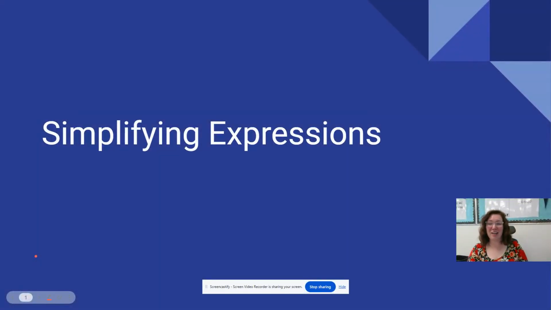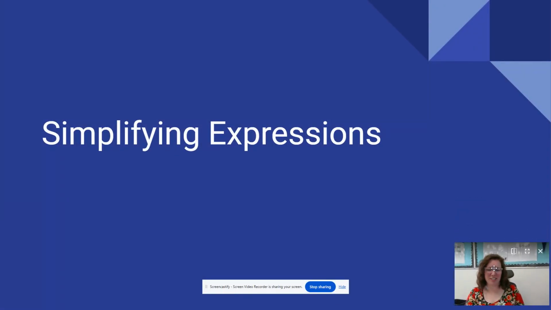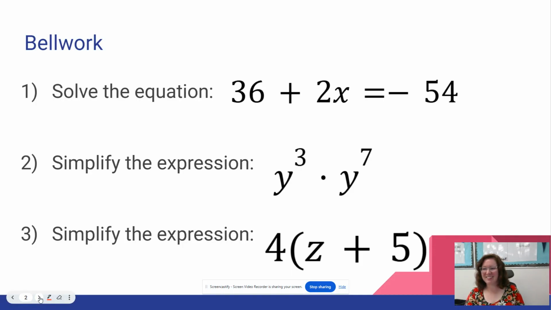Hi, today we're going to talk about simplifying expressions. So first we started with the bell work, solve this equation. Our goal is to get x by itself. So first we get rid of the number that is not directly attached to x, and that's the 36. It's a positive 36, so subtract 36 on both sides of the equal sign.